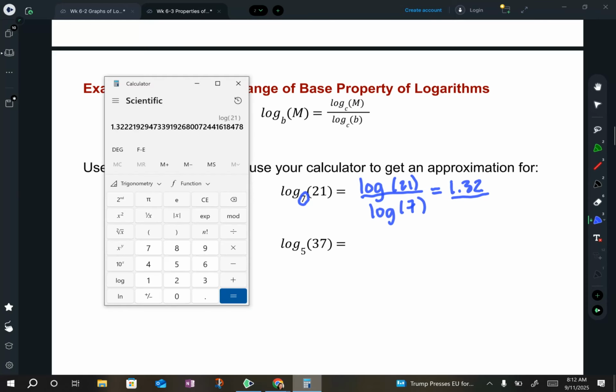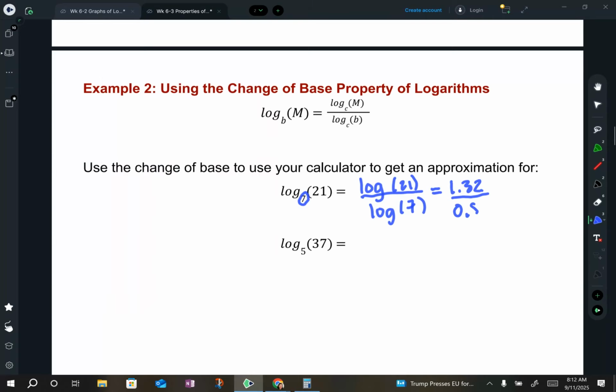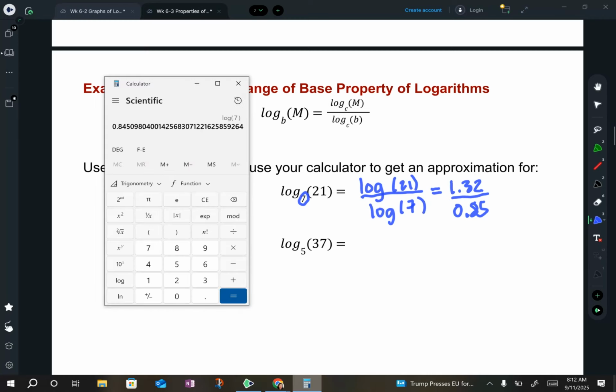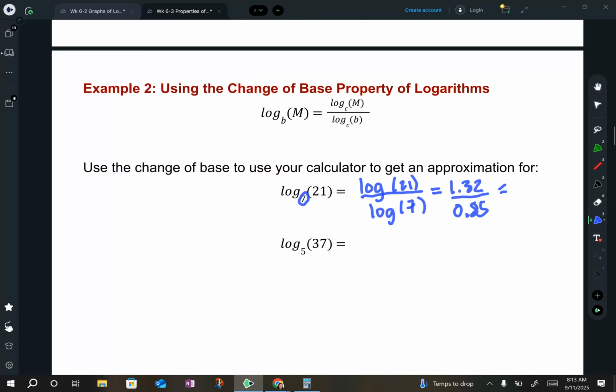And I can do log 7, and I get 0.85. And then I can divide those two numbers. So let's clear this out. 1.32 divided by 0.85, and I get approximately 1.55. And I guess I should use my approximately symbol here.